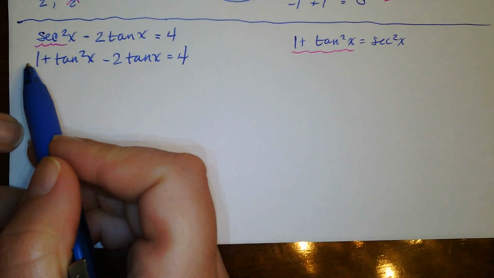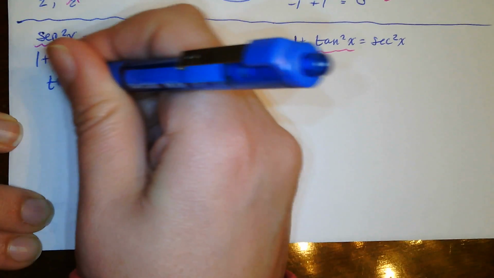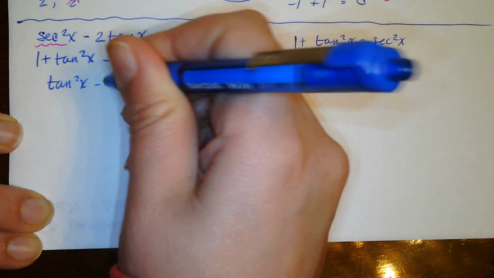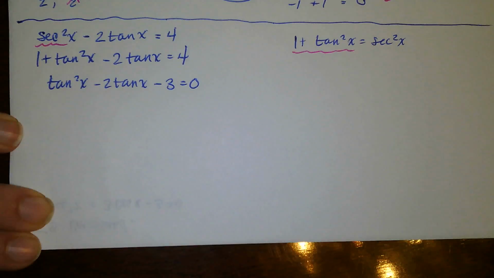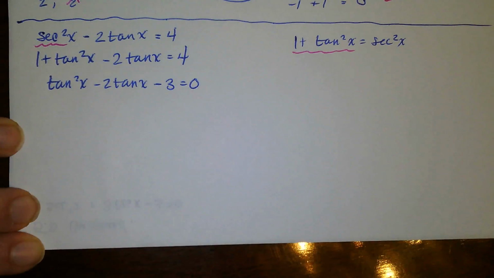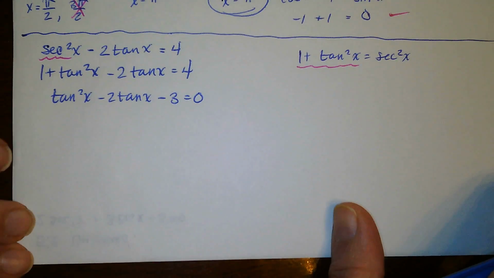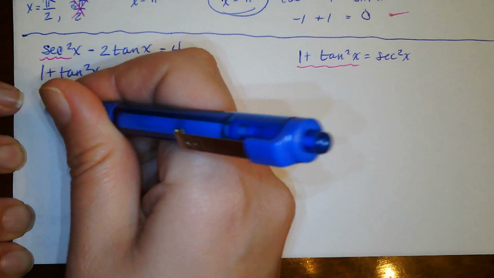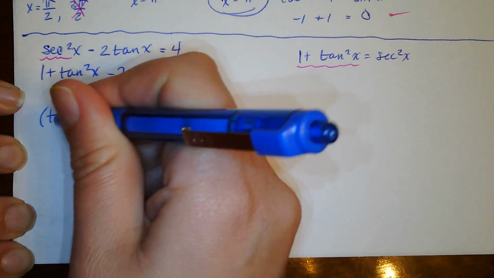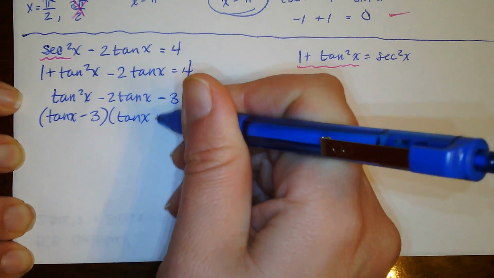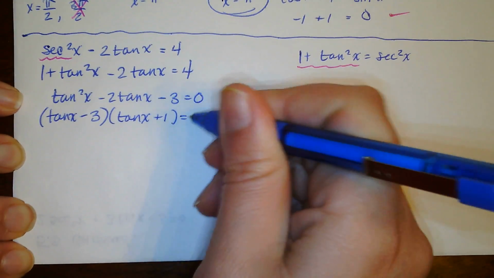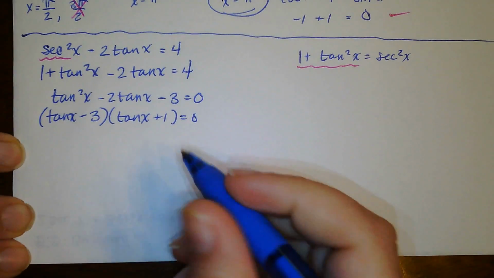I'm going to move the 4 to the other side. It's going to be negative. I'm going to add in the positive 1, and we're going to get tangent squared x minus 2 tangent x minus 3 equals 0. I threw 2 steps all in there. All right, now just like the other one, factorable and solvable. Let's factor. So tan x minus 3 and tan x plus 1 equals 0. Let's split it up and solve.